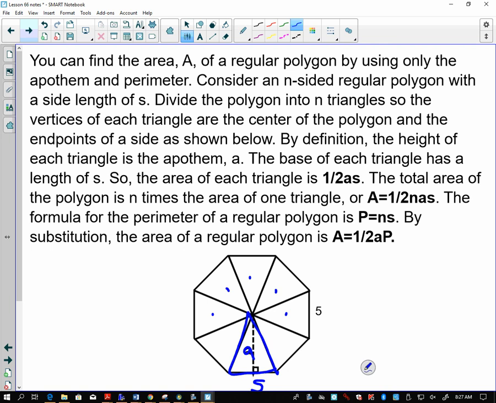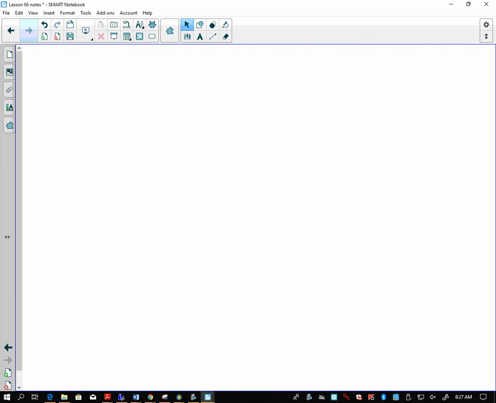So the formula for the perimeter of a regular polygon is perimeter equals number of sides times the side length. By substitution, the area of a regular polygon is 1/2 apothem times perimeter. Okay, so you got a lot of little formulas in here. Okay, that's really it for this part of it. I think it'll get a little bit more complicated in the future lessons and things like that.